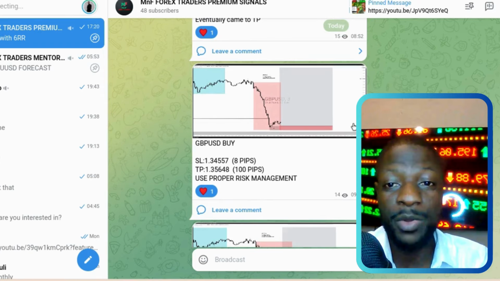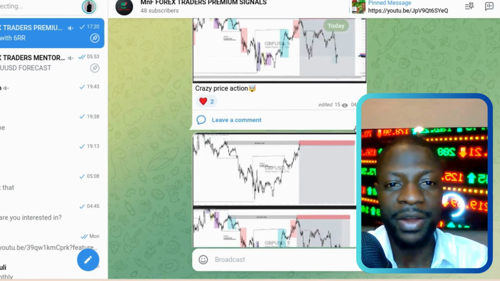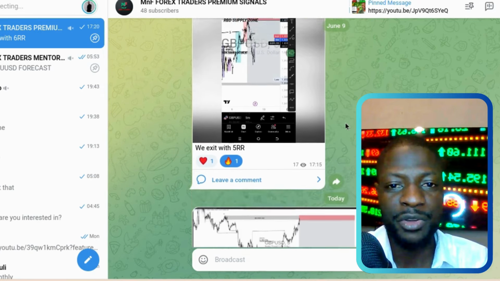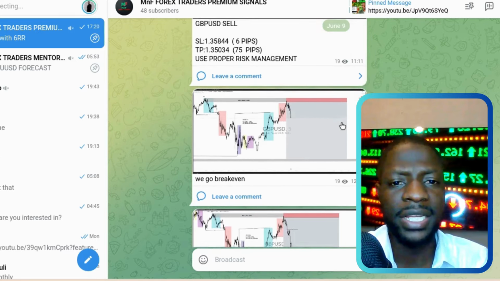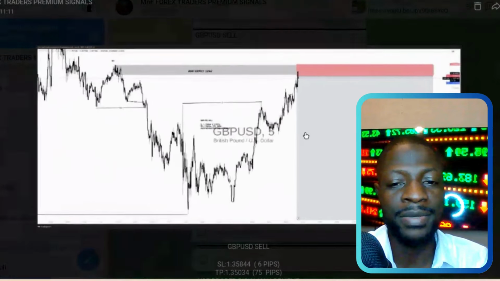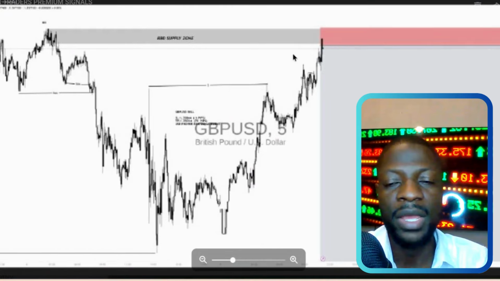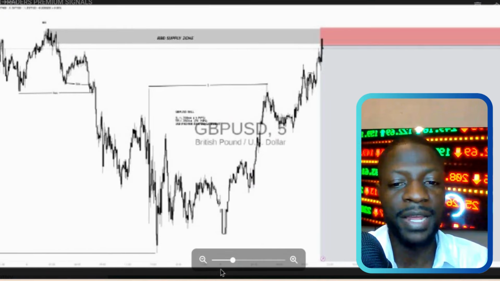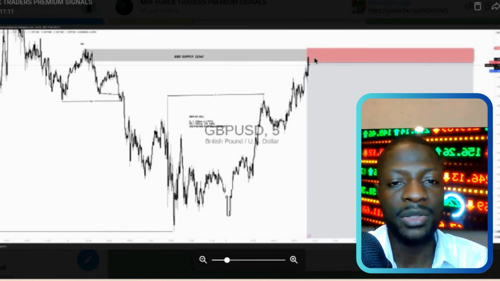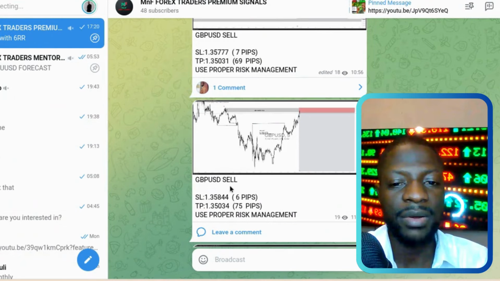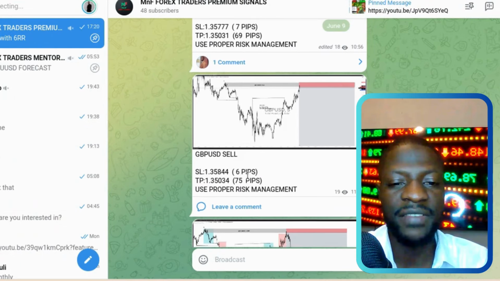So yesterday we saw GBPUSD right here. I didn't make a video about this, but let me show you right now. You can see that yesterday we took the same sell setup on GBPUSD right here. Beautiful trade, a base drop supply zone. The market came into our zone. We executed with about 6 pips stop loss and 75 pips target.